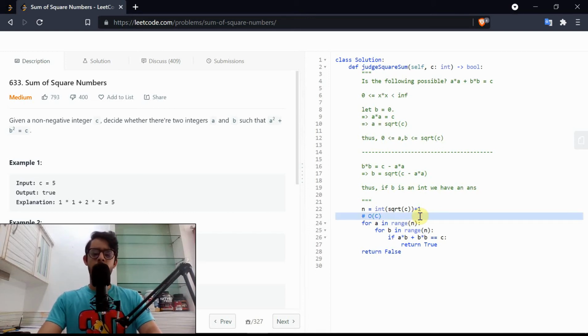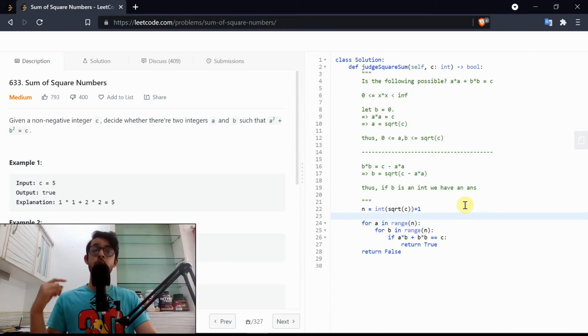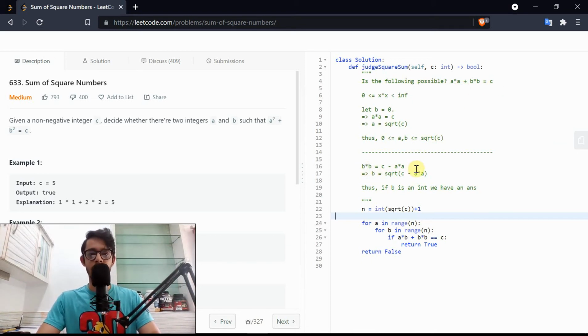Now there's one more optimization we can do, and this is the second observation. The first one being, find out the ranges, the minimum and the maximum. The second one is always keep that in the back of your mind. You will find more problems like these which require you to reformulate the problem. We'll not just look at a squared plus b squared equals c. We'll look at b squared equals c minus a squared. We've just reformulated the problem.